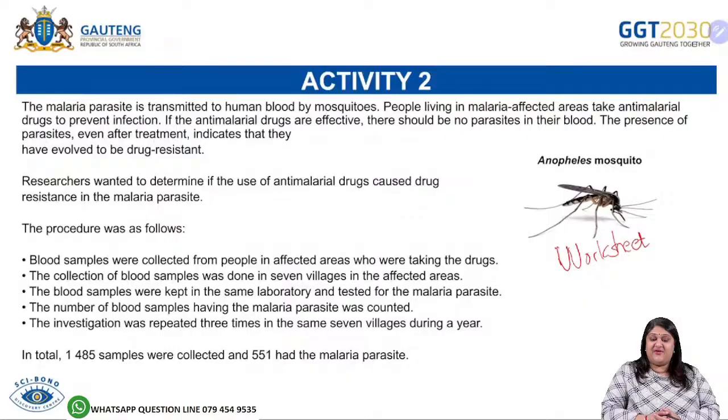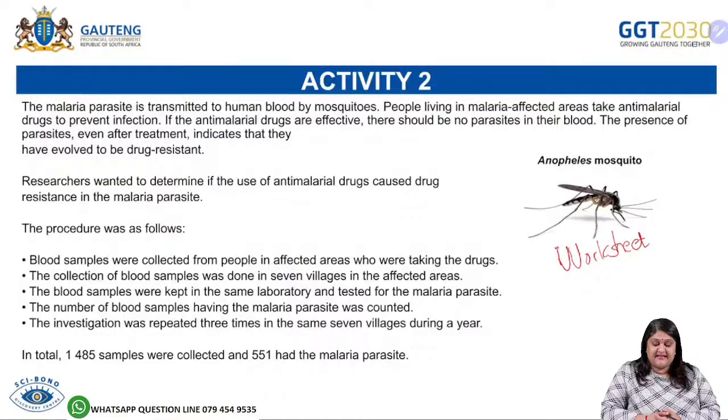Right, the malaria parasite is transmitted to human blood by mosquitoes. People living in malaria-affected areas take anti-malarial drugs to prevent infection. If the anti-malarial drugs are effective, there should be no parasites in their blood. The presence of parasites even after treatment indicates that they have evolved to be drug resistant. Researchers wanted to determine if the use of anti-malarial drugs caused drug resistance in the malaria parasite. The following procedure was taken.